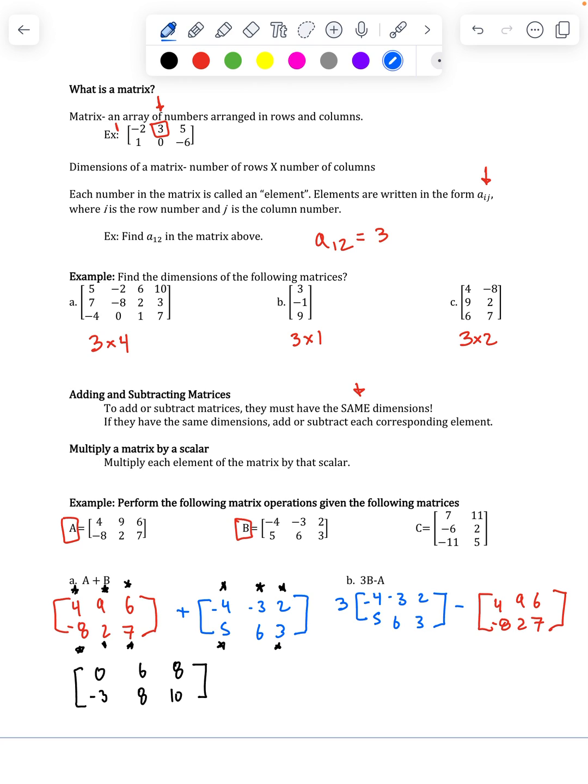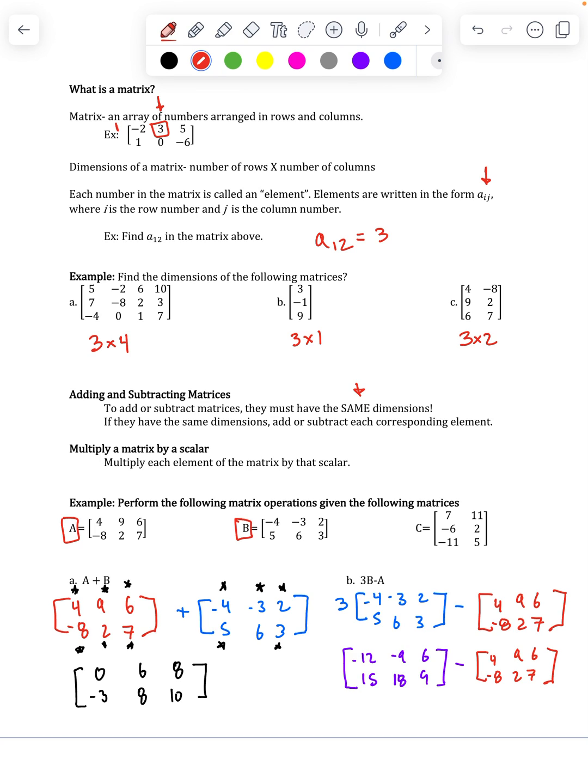I'm going to first multiply out. So 3 times -4 becomes -12, right? -9, 6, 15, 18, 9. And again, I'm just multiplying each piece by 3. I'm going to copy down again the A values: 4, 9, 6, -8, 2, and 7.